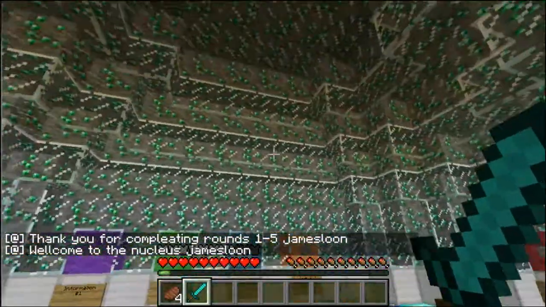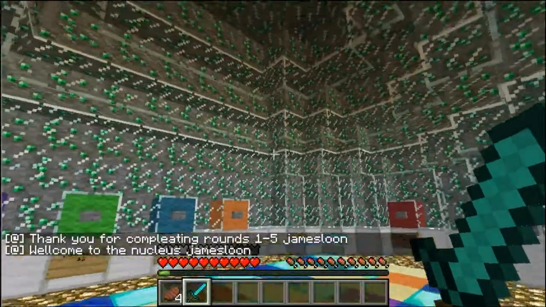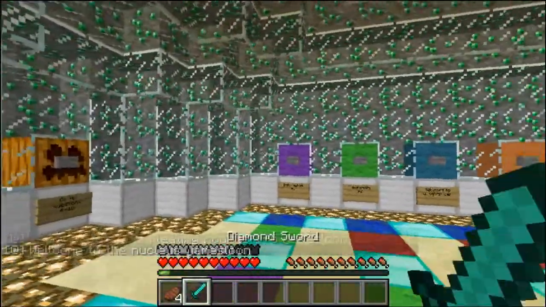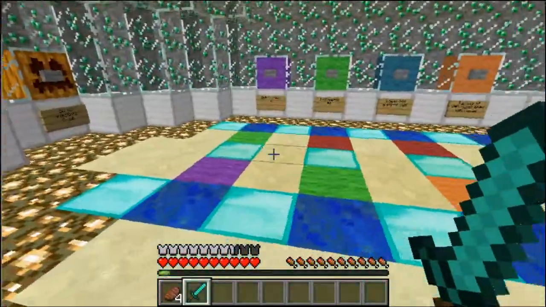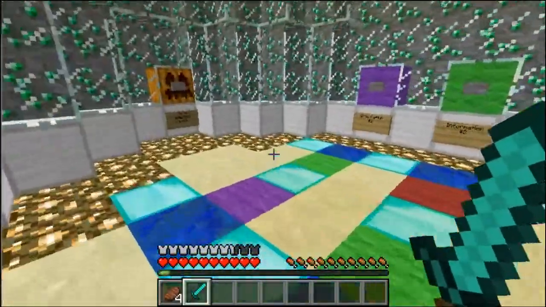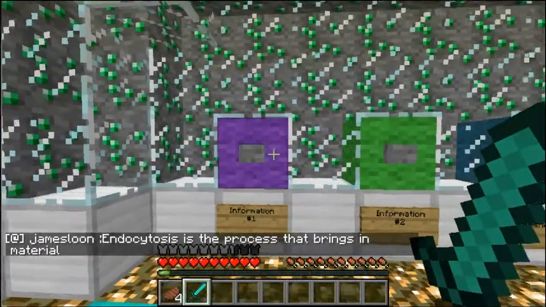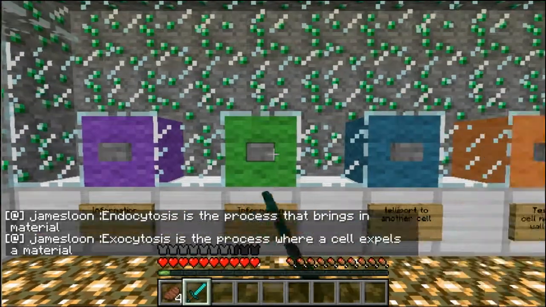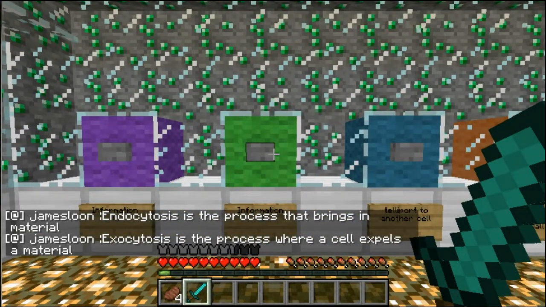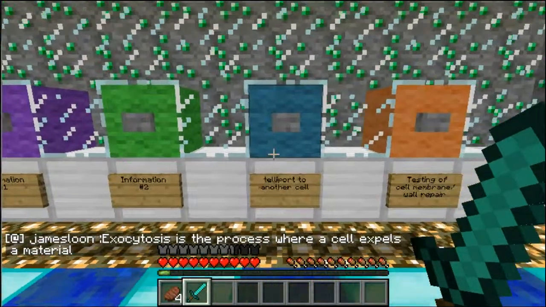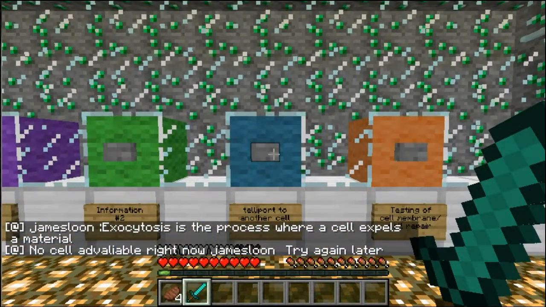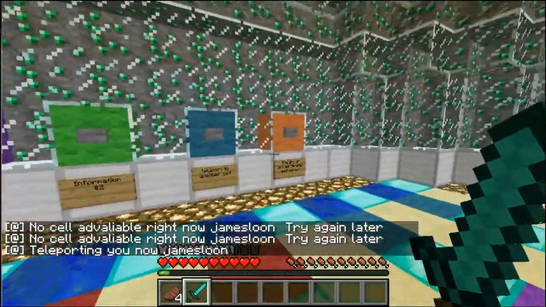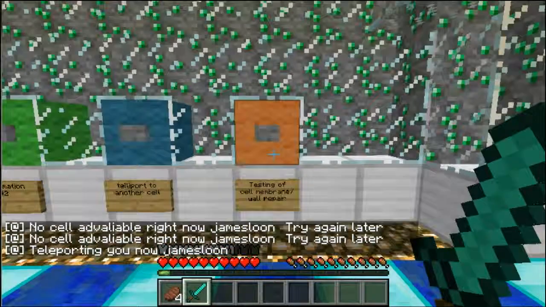Alright, so this is part 2, and this is where you actually get to explore the cell. Like right here, we're at the nucleus with the DNA on the floor. And so this is the first information. It says endocytosis is a process that brings in material, and exocytosis is a process where a cell expels material. Alright, and then this will show how cells communicate with each other, and then if you press it again, it will teleport you.